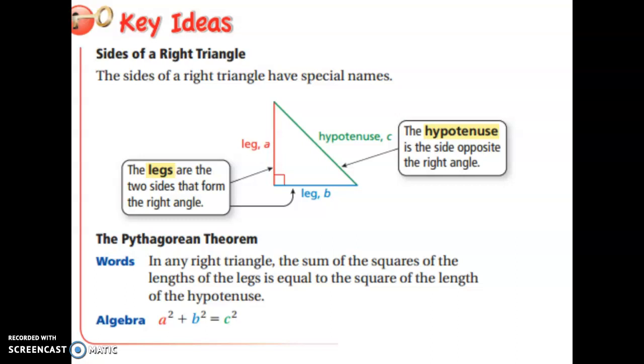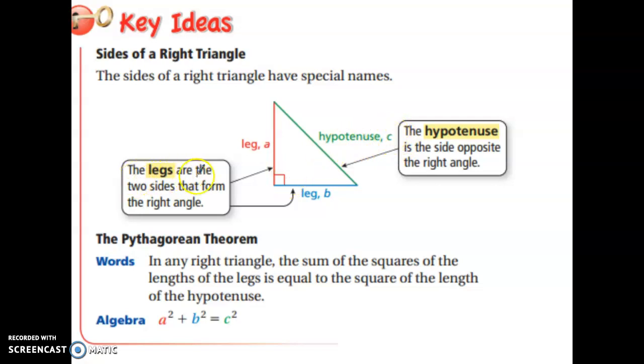The sides of a right triangle have special names. The first one we're going to talk about is the hypotenuse. The hypotenuse is the side opposite the right angle. So here you have the square that represents the right angle, and opposite of that is this green line here, which represents the hypotenuse. This is always represented by the letter C.